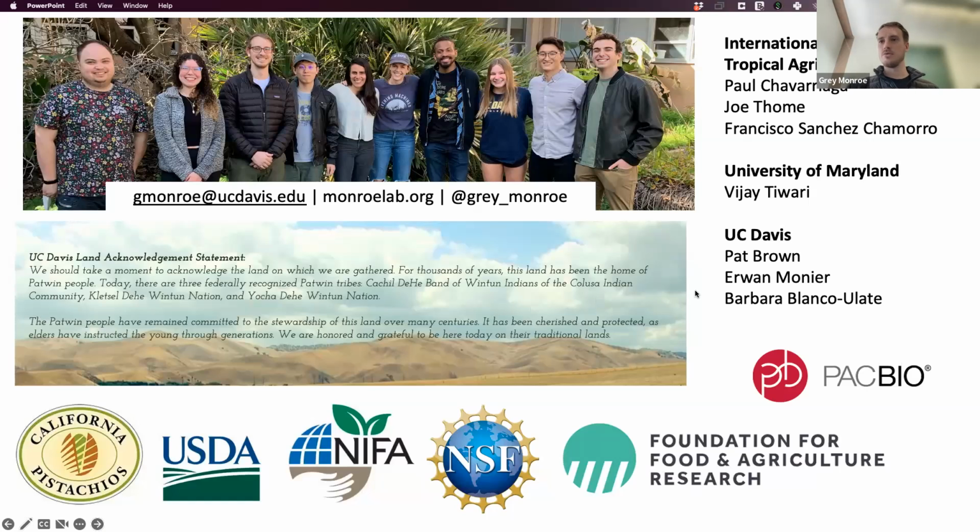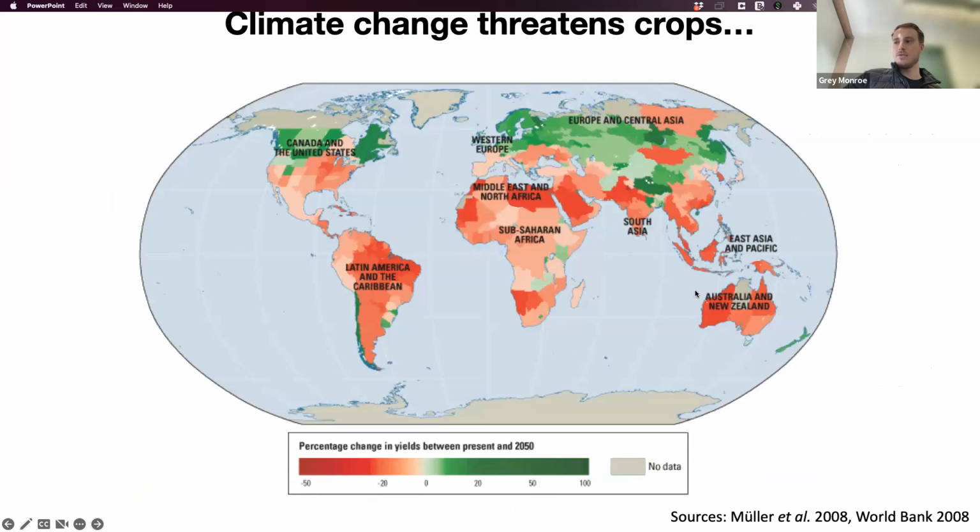Unfortunately, we have to start with the bad news, which is that many regions around the world are predicted to experience a reduction of crop yields as a consequence of changing climates, changes in land use, et cetera, resource availability. Here's a map of the world showing the percent changes in yields of many crops in different regions over the next decades and over the next century.